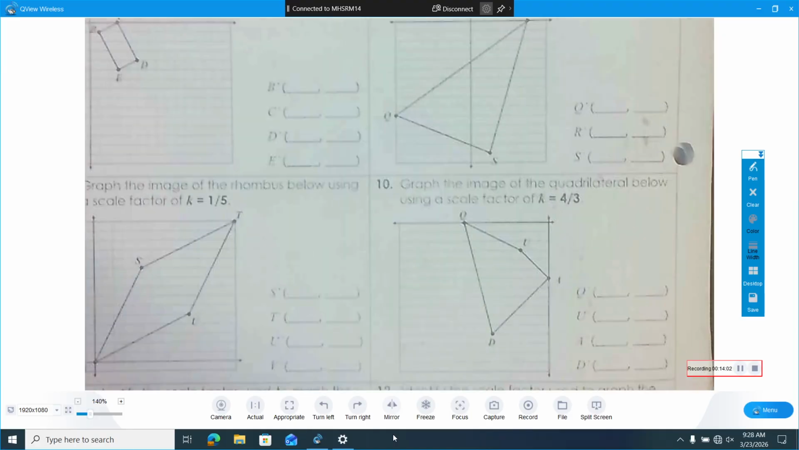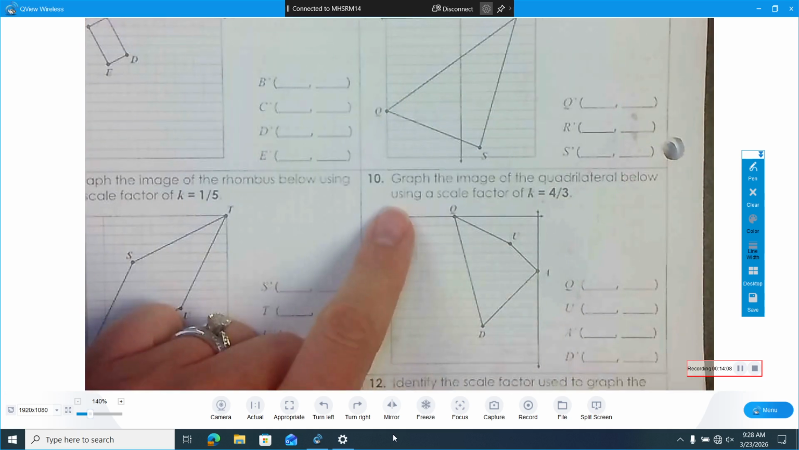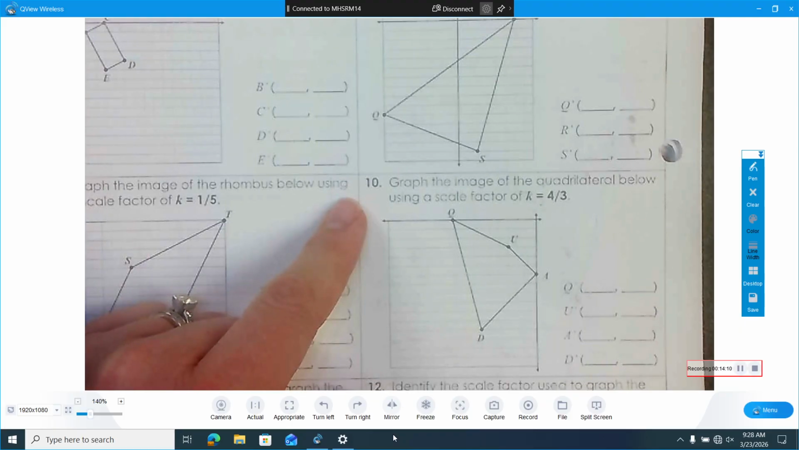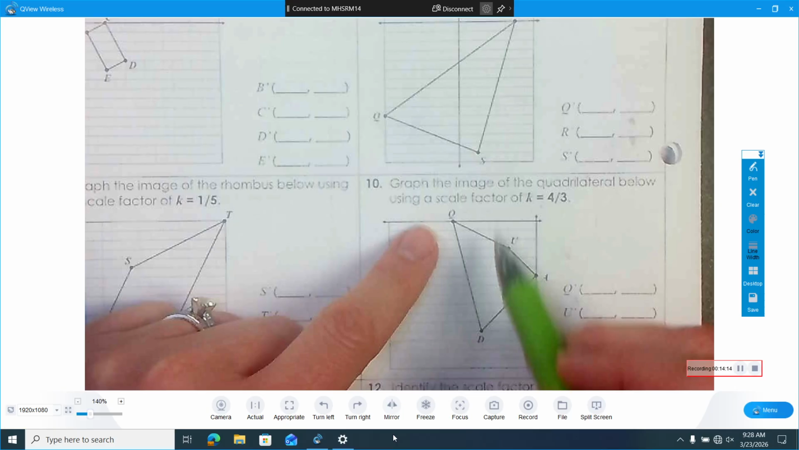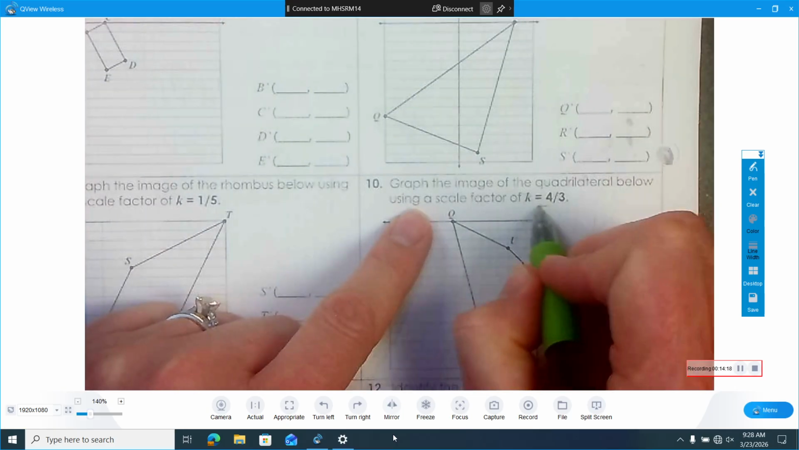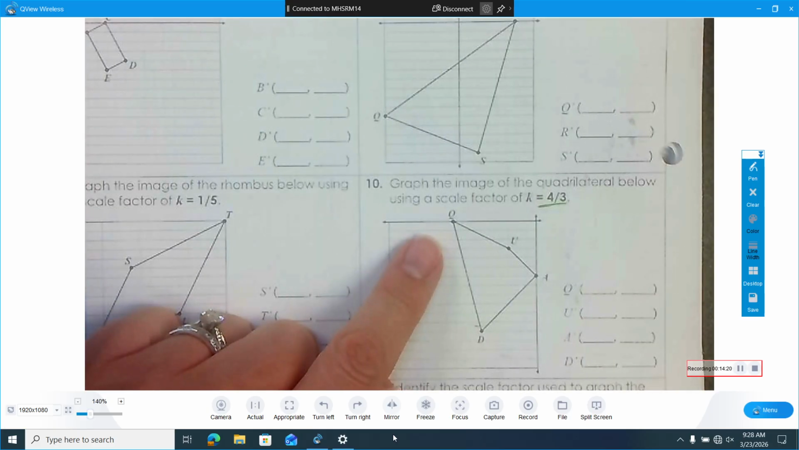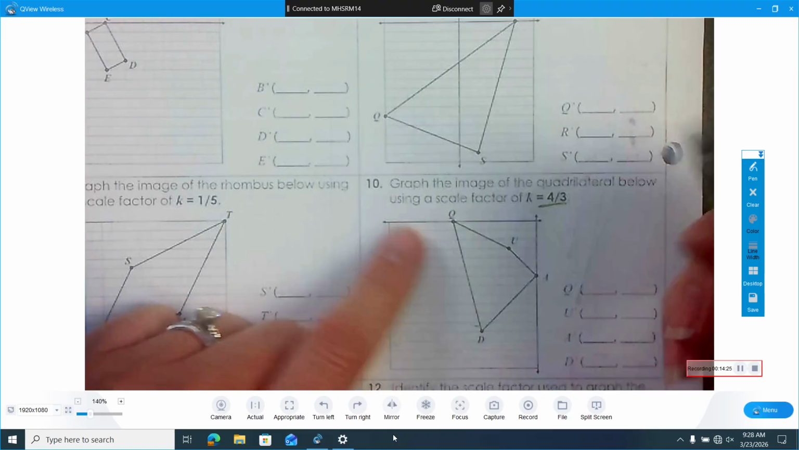Oh, good. Let's get down to number 10. They've already drawn half the figures first, so that's good. Okay. Graph the image. So we have the pre-image here. So we want to graph the image of the quadrilateral using a scale factor of 4/3. What do I need to know? All the ordered pairs, yeah.